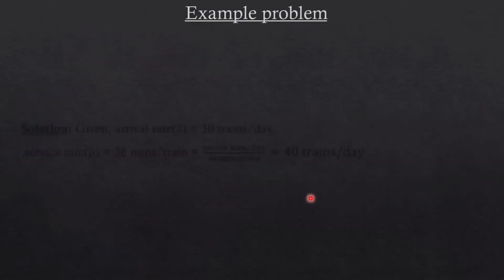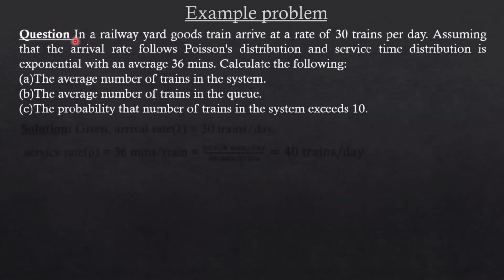So let us see one problem here, and the question says that in a railway yard, goods trains arrive at a rate of 30 trains per day, assuming that the arrival rate follows Poisson's distribution and the service time distribution is exponential with an average of 36 minutes. Calculate the following. First, the average number of trains in the system. Second, the average number of trains in the queue. Third is the probability that the number of trains in the system exceeds 10.